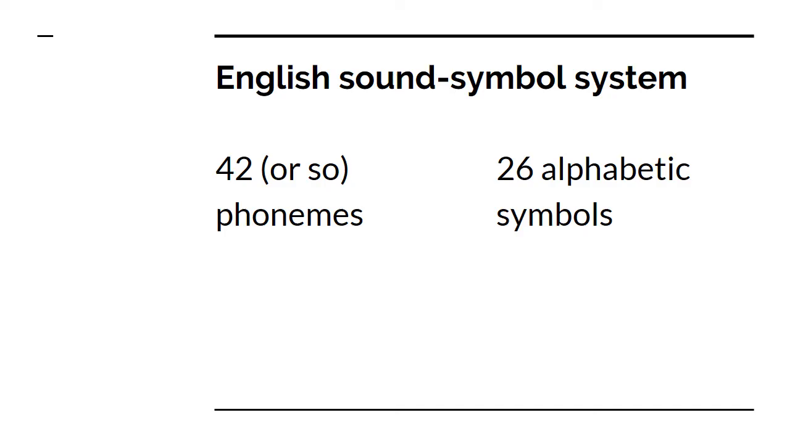Here's something to think about. We know, as we talked about earlier, that there are about 42 or so, depending on your dialect, phonemes in English. But English uses an alphabet system that has 26 symbols. So we have 42 sounds, only 26 symbols. We've got some problems because clearly there aren't enough symbols to represent all of our sounds. What's more, we have some symbols that make the same sound as each other, some that we really could get rid of that are not useful.